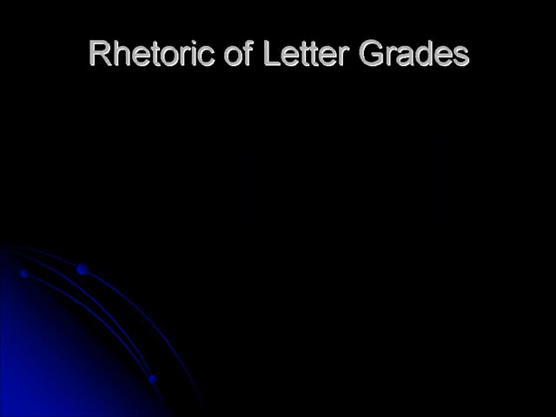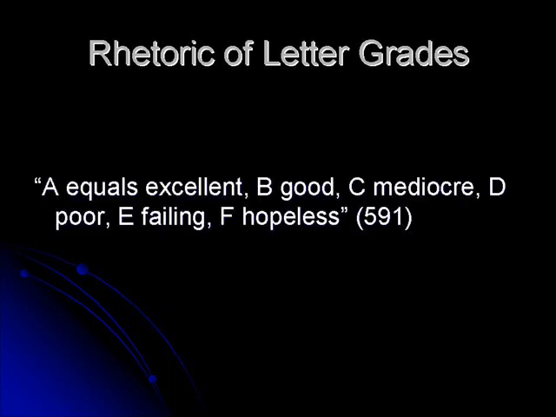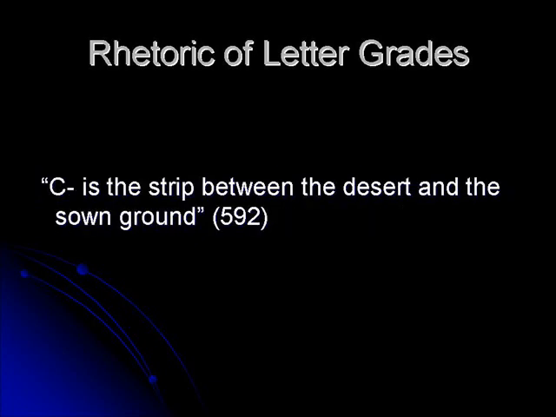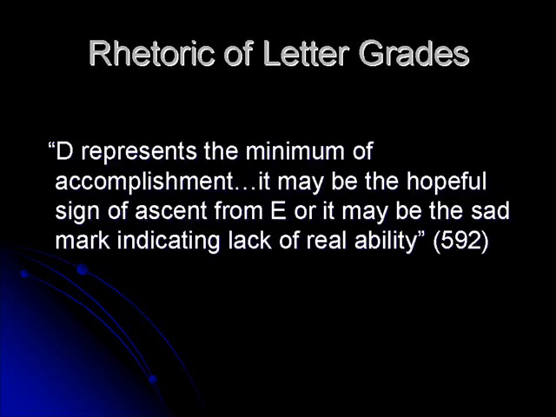And let's cover the rhetoric of letter grades. A equals excellent, B good, C mediocre, D poor, E failing, F hopeless. C is the strip between the desert and the sown ground. D represents the minimum of accomplishment. It may be the hopeful sign of ascent from E, or it may be the sad mark indicating lack of real ability.